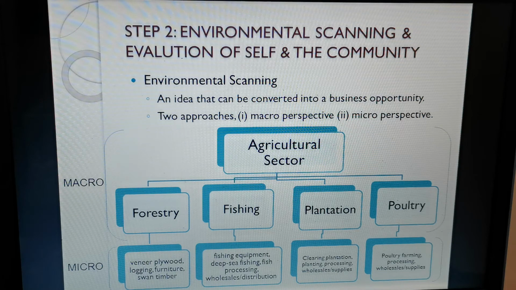In terms of fishing, we may have equipment for fishing, deep sea fishing, fish processing, wholesale distribution of the fish, and so on. As for plantation, perhaps clearing, planting, processing, wholesale suppliers. And for poultry, perhaps poultry farming, processing, wholesalers and suppliers. So from the macro, we narrow down to micro.